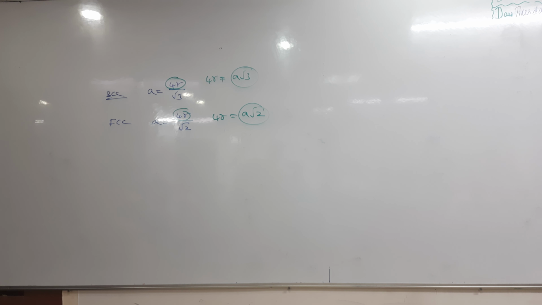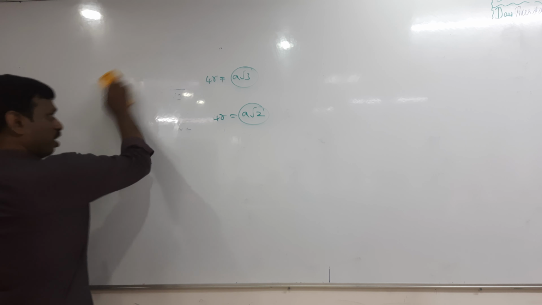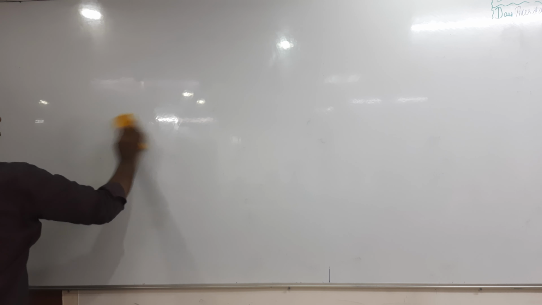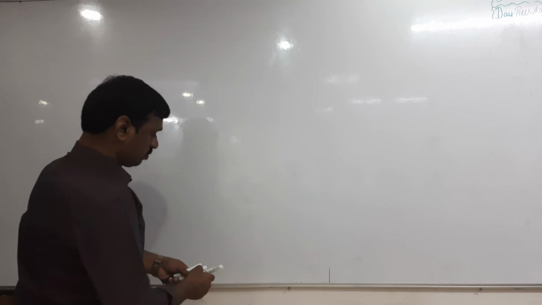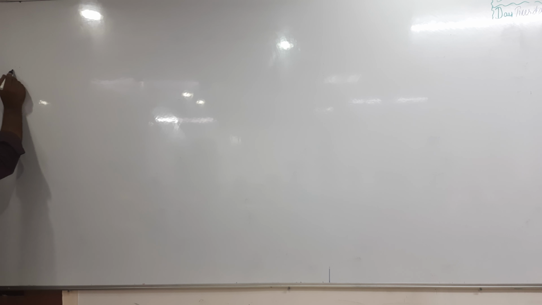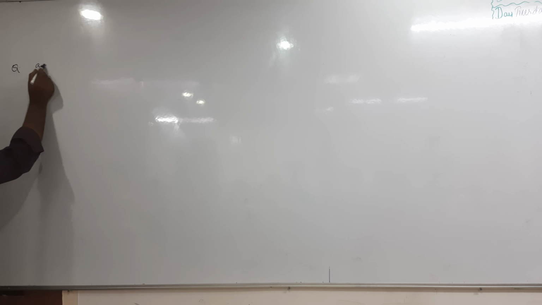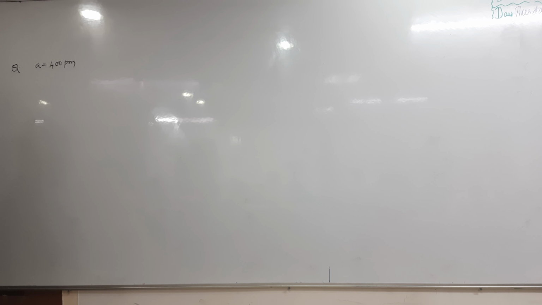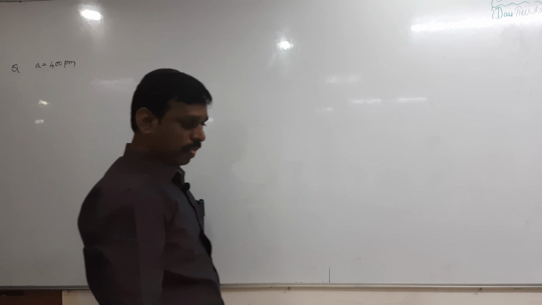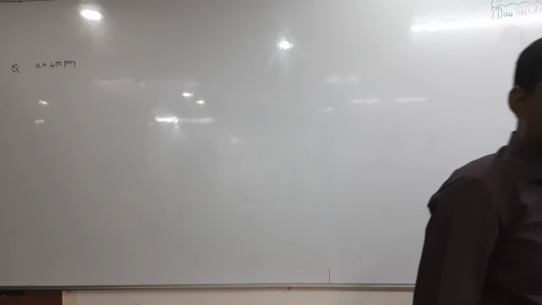Okay, so write the question. Silver crystallizes in FCC lattice, its edge length is 400 picometer. What is the radius of silver?